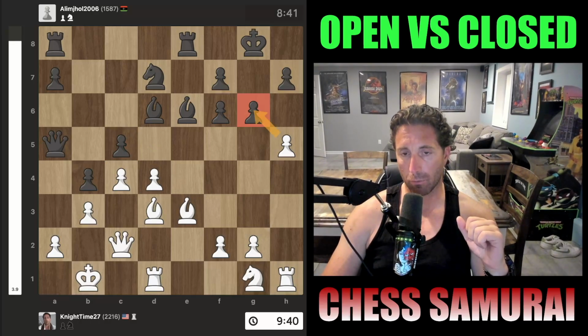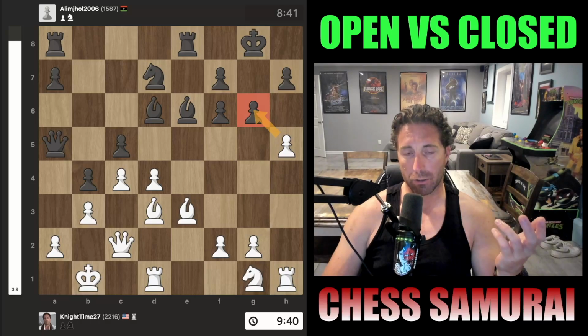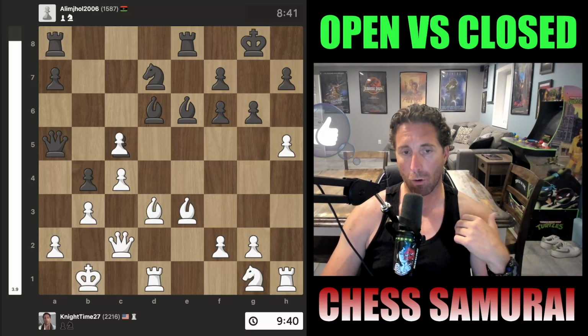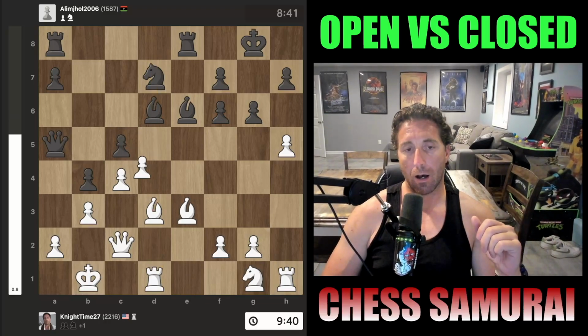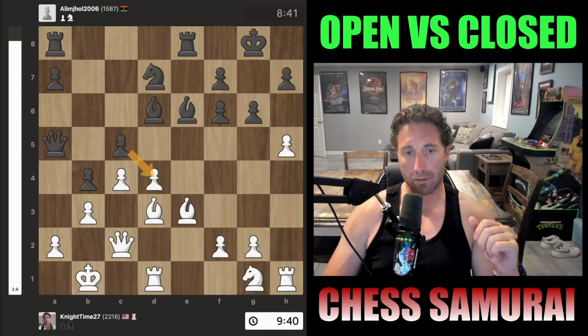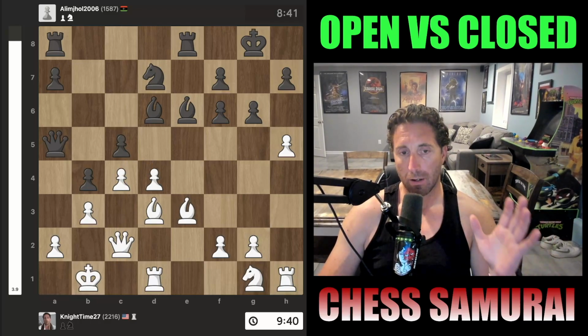I could take this right away, but first, I don't want to open files. Even though this is not technically around my king, he could open this file too and open the C file. We don't want to do this. How do we close this half of the board and open the other half of the board?